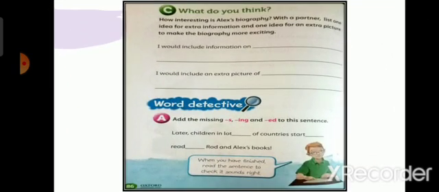Let's go to the next page, that is page number 86. Here the first question is, how interesting is Alex's biography? With a partner, list one idea for extra information and one idea for an extra picture to make the biography more exciting. Here you have to think of extra information you would like to know about Alex Brichter's life. It might be about his friends, house, or children.